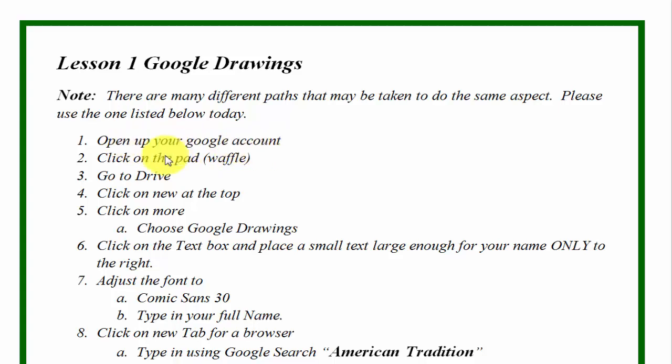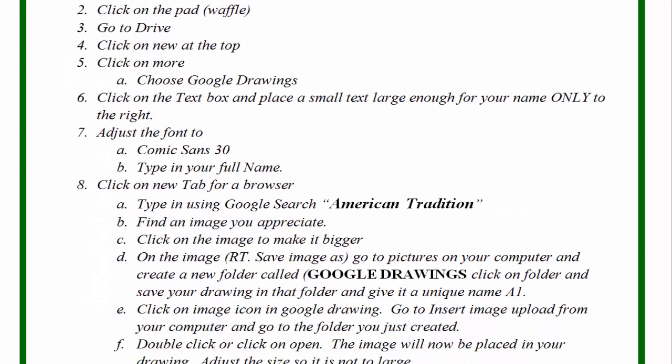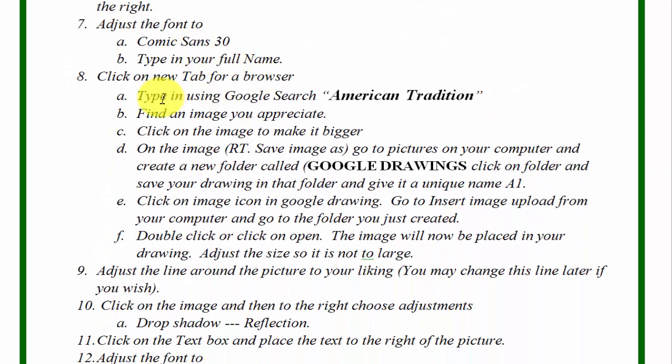You want to open up your Google account, click on the pad or waffle, go to your drive, click on New at the top, and then click on More, and choose Google Drawings. And then what you want to do is place a text box, a small one but large enough to handle your name, and type in your name, and the font you want to use is Comic Sans 30, and type in your full name.